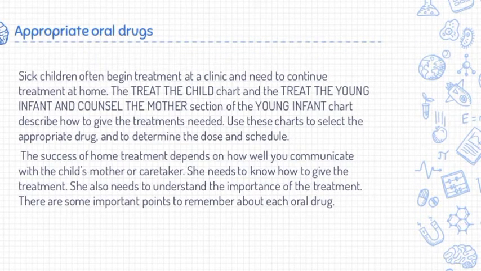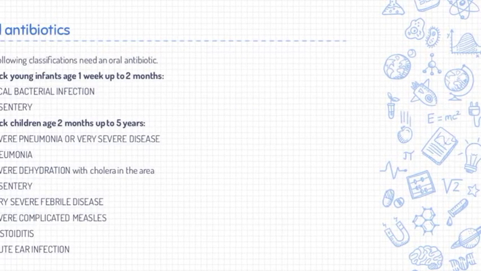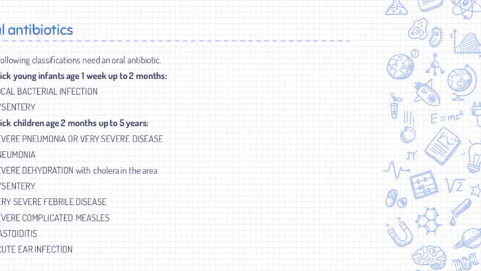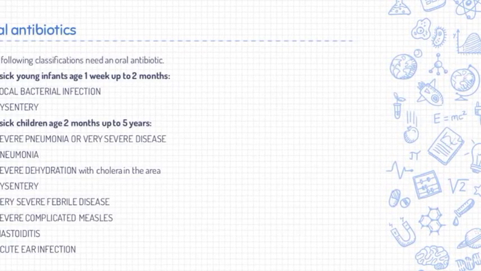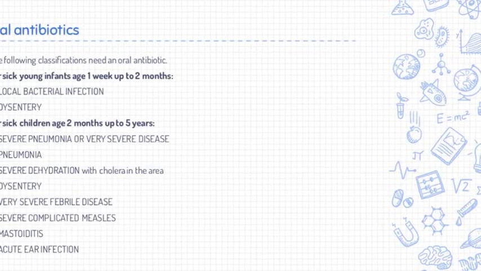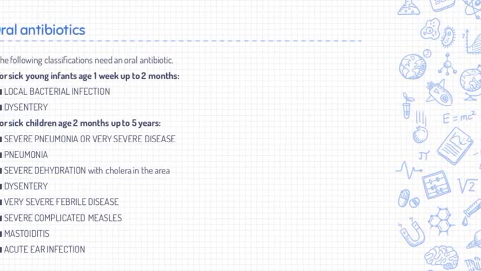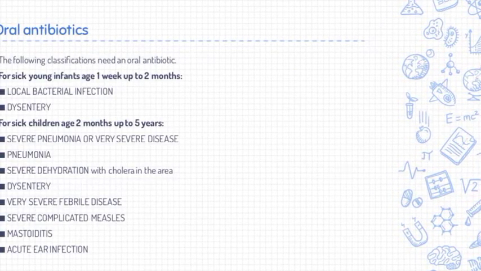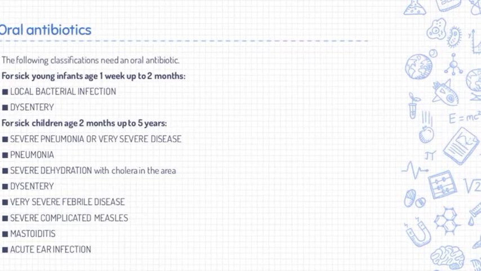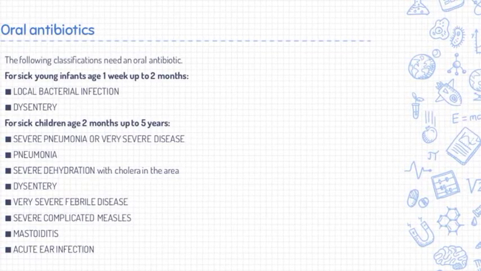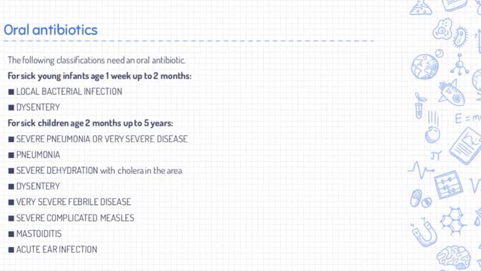Now, we're going to proceed to the oral antibiotics, which is the classification. The following classifications need an oral antibiotic. For a sick young infant age 1 week to 2 months, the classifications that need an oral antibiotic are local bacterial infection and dysentery.